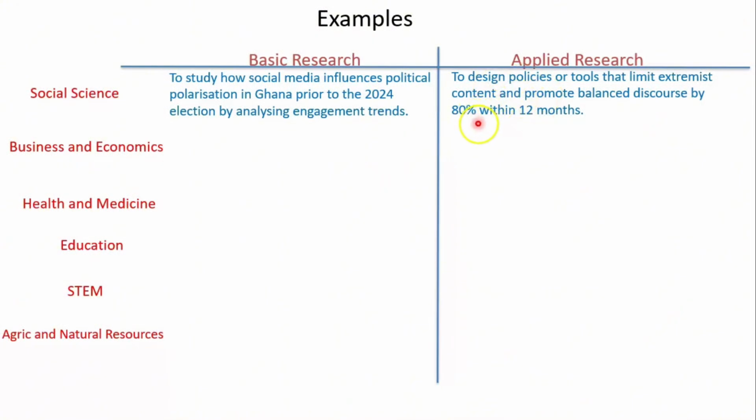So he wants to solve that problem. That is applied research. Then a researcher in business and economics may want to study how motivation of employees affects productivity in PMC Limited. So he just wants to know. He just wants to advance his knowledge on how the motivation of employees affects productivity in this company. You see, that's basic research.